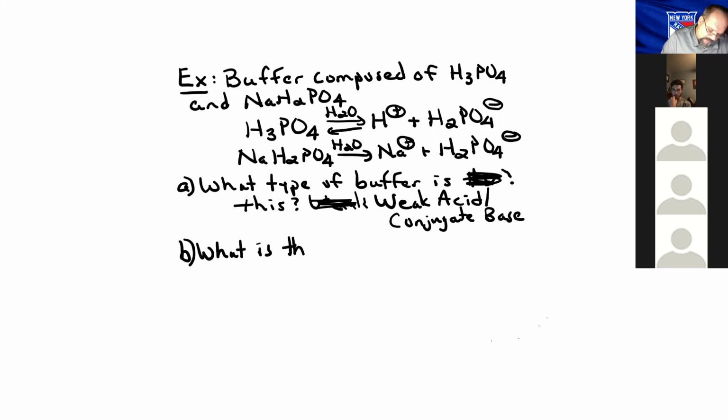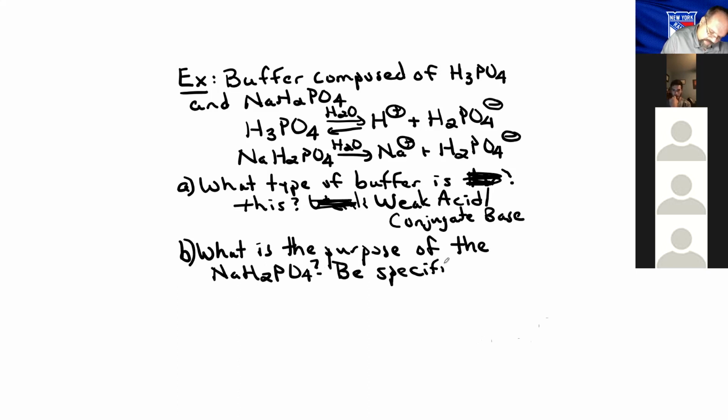What is the purpose of the NaH2PO4? And we want you to be specific. Why is it needed? What is the reason for it being there? When I'm making this buffer, why am I adding H3PO4 and why am I adding NaH2PO4?